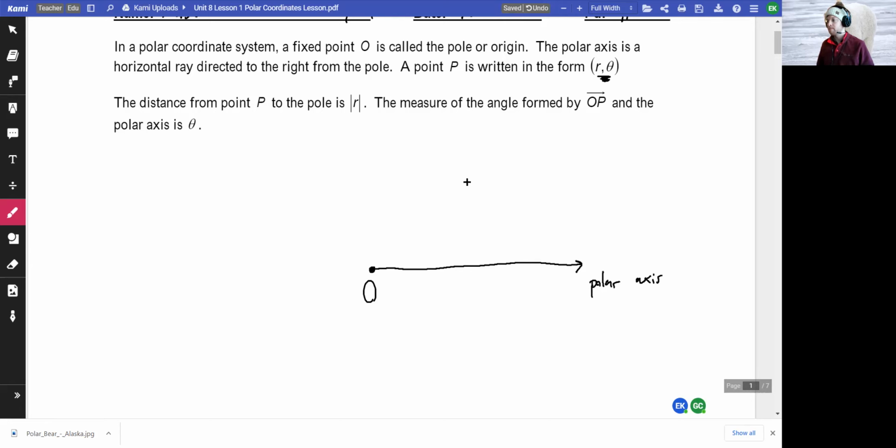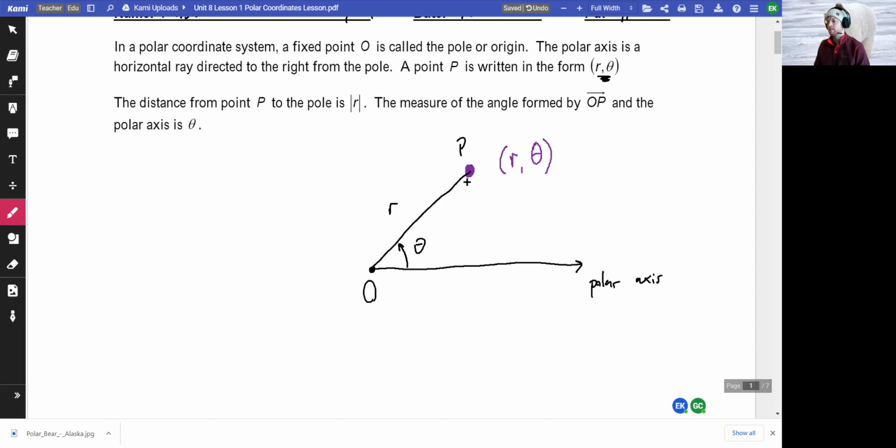The distance from point P to so we have a point. Draw a point on the screen. I should change colors. Ooh, cool. Colors. Perfect. Very nice point. Okay. So a point P is written in the form r theta. The distance from P to the pole is r. And the angle formed by OP and the polar axis is theta.